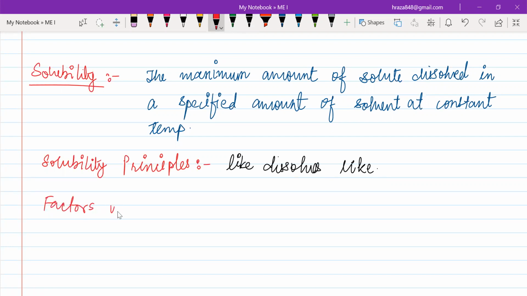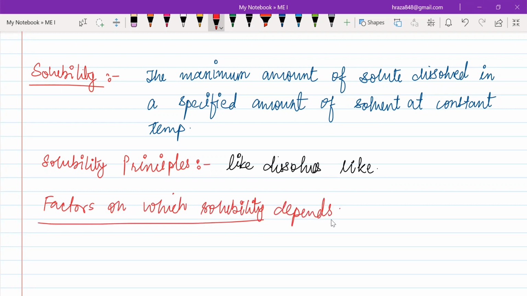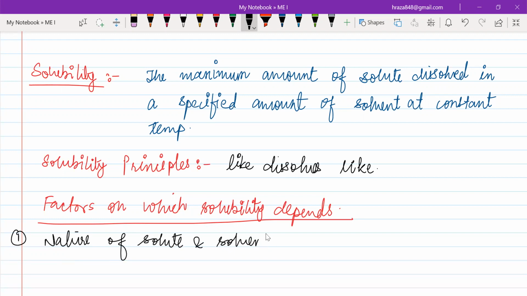Now, factors on which solubility depends. So the first one is nature of solute and solvent. The second one is temperature, and the third one is pressure. First, do write it, then let me know. Then I will show you how they depend on these different quantities.